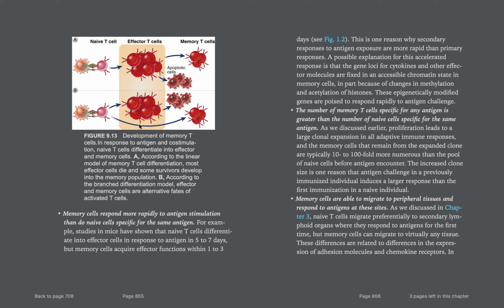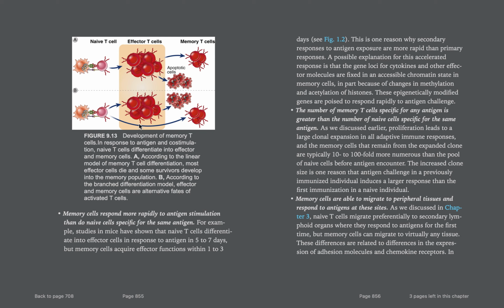A possible explanation for this accelerated response is that the gene loci for cytokines and other effector molecules are fixed in an accessible chromatin state in the memory cells, in part because of changes in methylation and acetylation of histones. These epigenetically modified genes are poised to respond rapidly to antigen challenge.